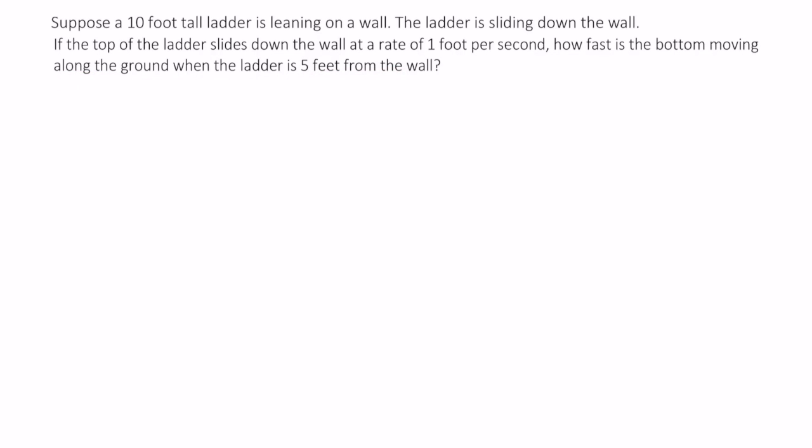So as always, let's begin with a sketch. Now here's the sketch. The ladder here has a length of 10 feet, and we're told that it's sliding down in this direction at a rate of 1 foot per second. And I left some important detail off, that is, this is a right triangle. So how fast is the bottom moving along the ground? This is our goal. How fast is the bottom moving along the ground when the ladder is 5 feet from the wall? So when this distance here is 5 feet.